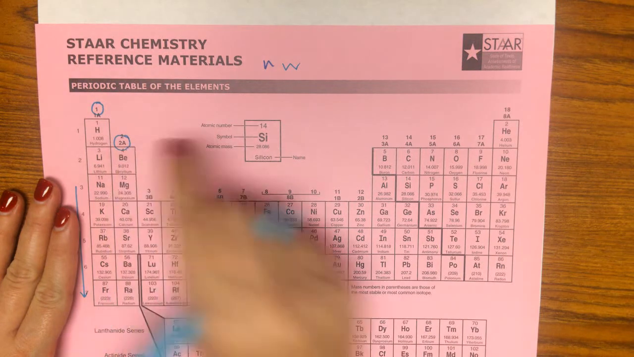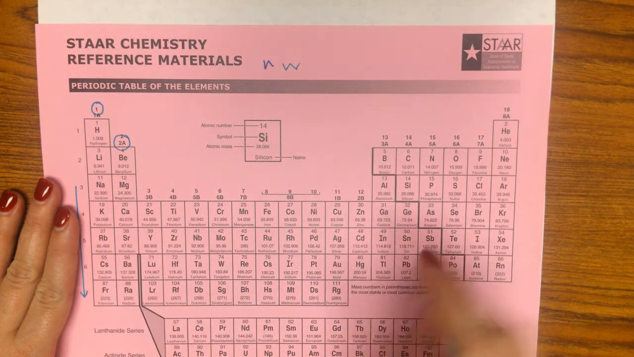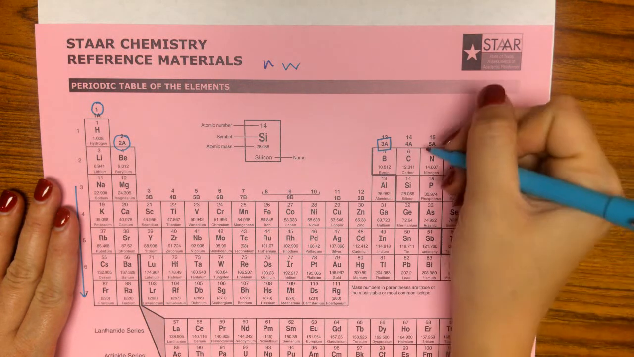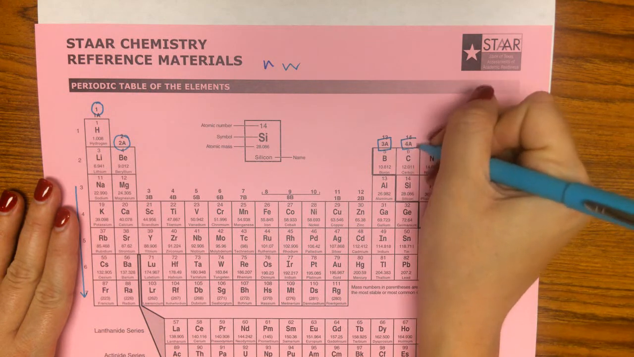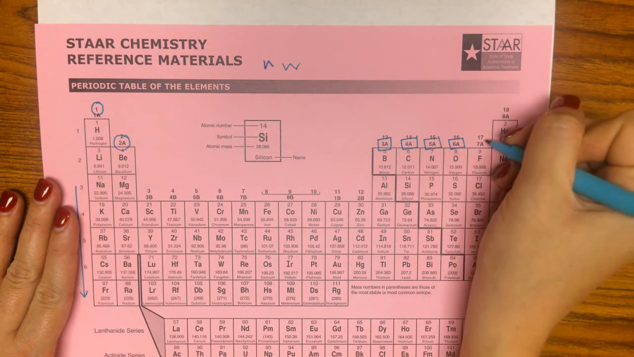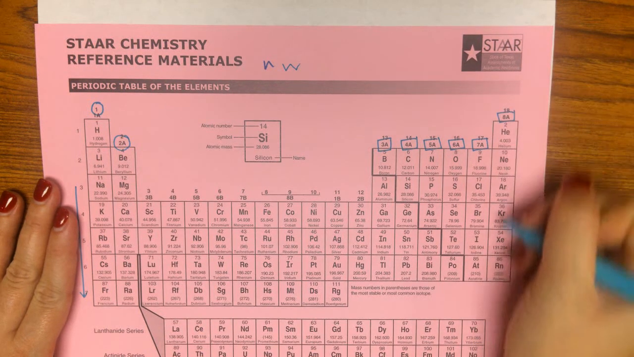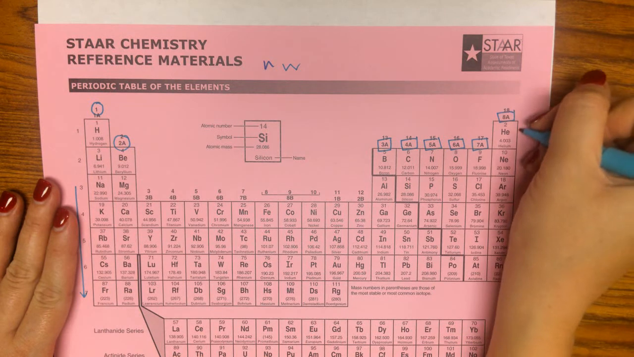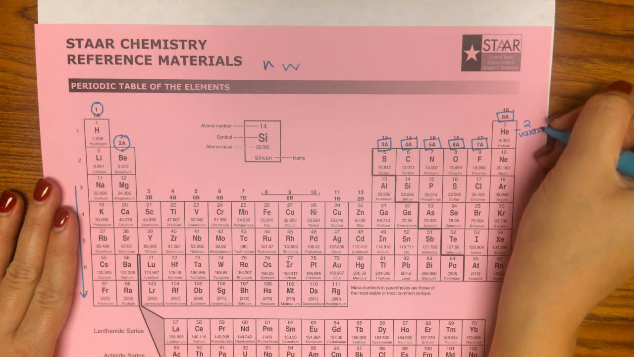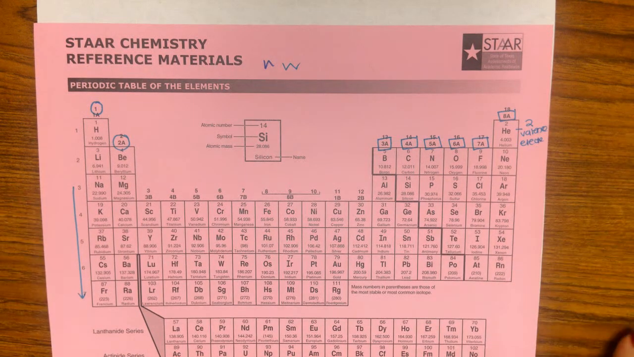It's the A number. We skip these, and we're actually never going to deal with these. Boron column, they have 3 valence electrons. The carbon column, they have 4, nitrogen has 5, oxygen has 6, fluorine has 7, and then the noble gases have 8, except for helium. Helium has 2 valence electrons.